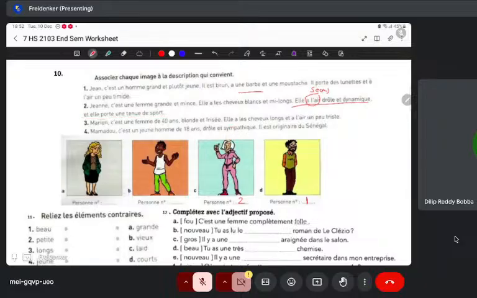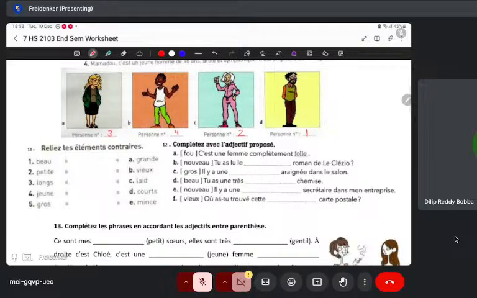Mahio Satyun, the only other lady, is this one. Blonde et frisée, yes, blonde et frisée, curly hair. Elle a les cheveux longs, yes, hair is long. Et a l'air un peu triste. So she seems sad, yes, she does seem sad. Mamadou, the last person, c'est un jeune homme de. So, a young man, funny and kind. He's from Senegal, so fine, nice.